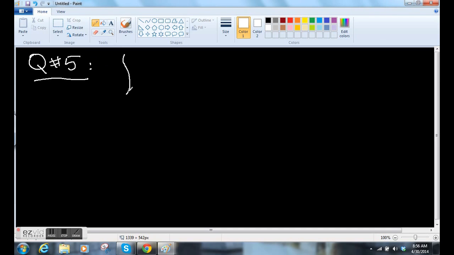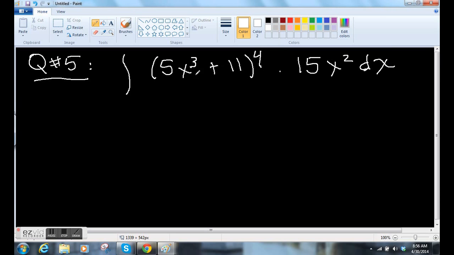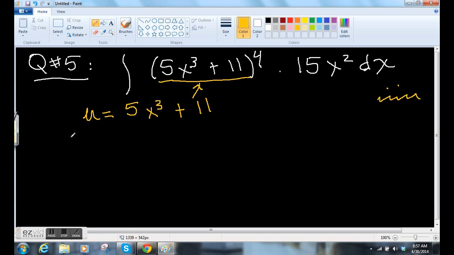Here's another one, question number 5. We have, make sure I write these down correctly, 5x cubed plus 11 raised to the 4th times 15x squared dx. So again, you look at this and your brain is going la, la, la, but focus on this inside the parentheses, that you have something raised to the 4th up here. Look inside and you say, okay, that's where I'm going to focus my attention. I'm going to let u equal this inside piece, 5x cubed plus 11.